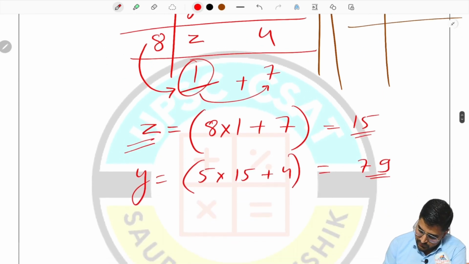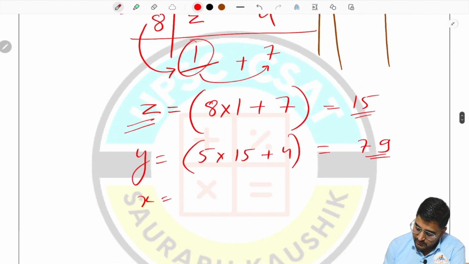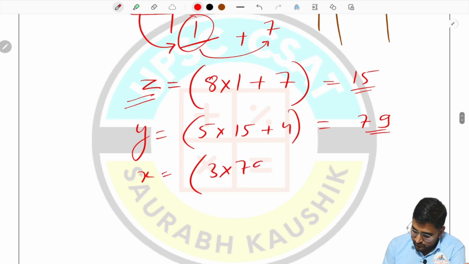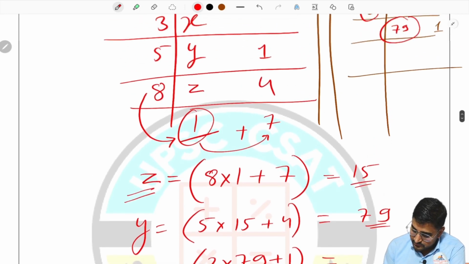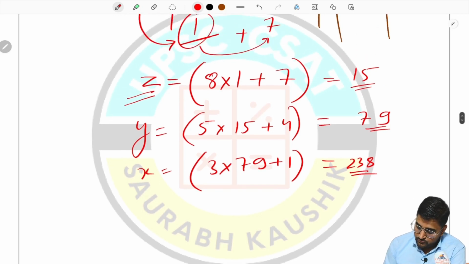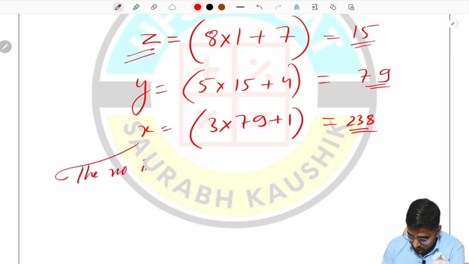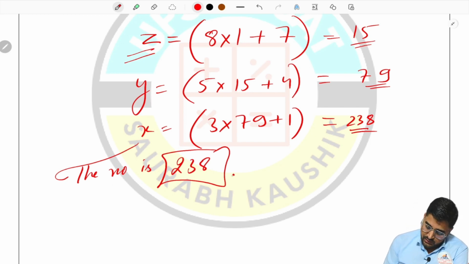Now we have a situation where we have to calculate x. When we multiply 3 into 79 and add 1, it will give me the value of x. 3 into 79 plus 1 is 238. So the value of x, the number, is 238. This is half the question done.